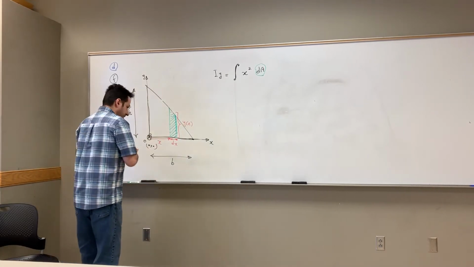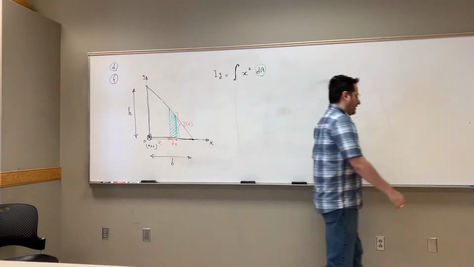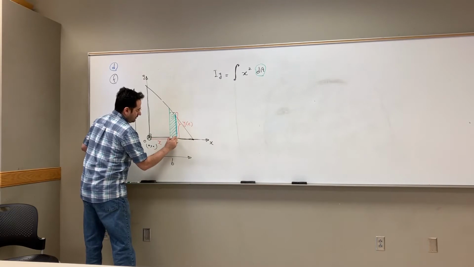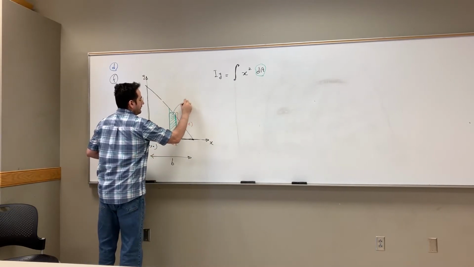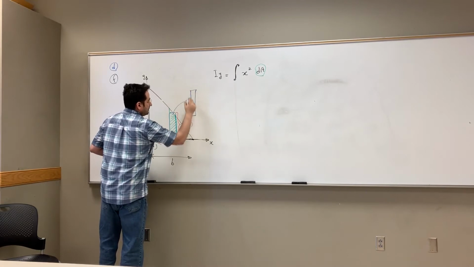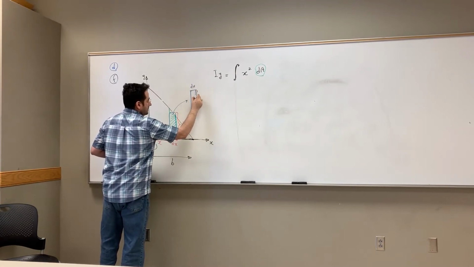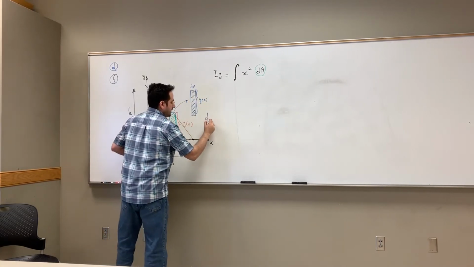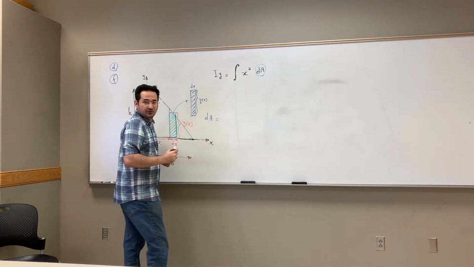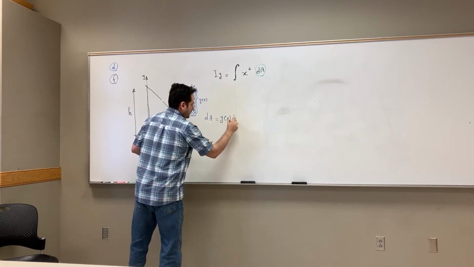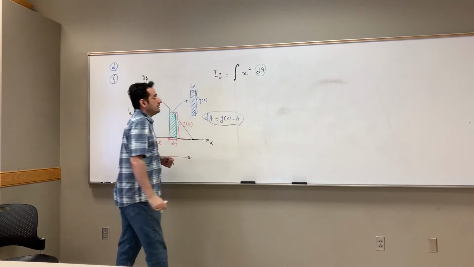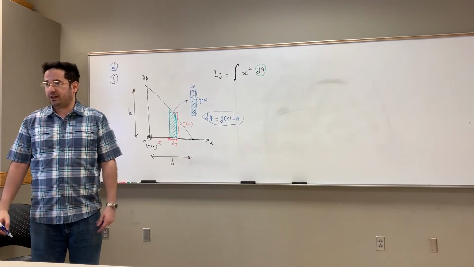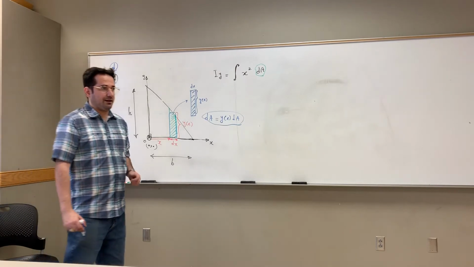Now I want to write the expression for dA. Let's approximate this with a rectangle. So in fact I have a rectangle like that. This side is dx, this side is y of x. So what's the area of this? dA is equal to y dx. So am I ready to just plug it in and take the integral? Not yet, because I don't have y of x.